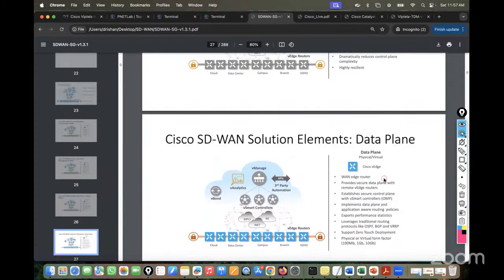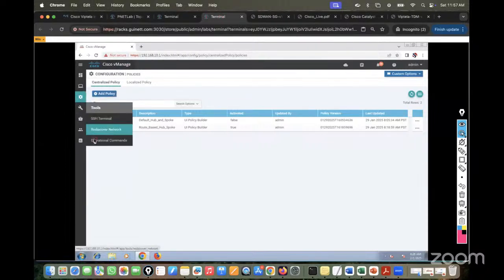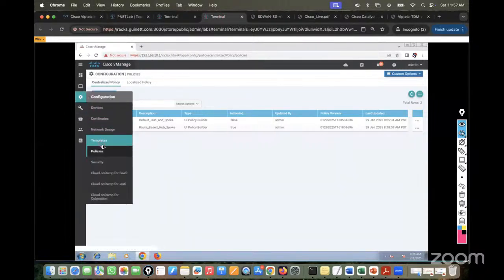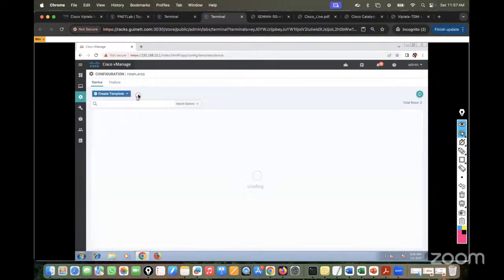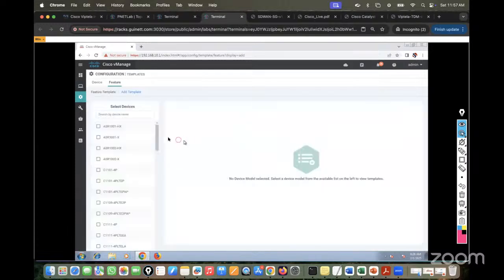Now the last thing, that is the vEdge router. In the Cisco SD-WAN configuration, you are going to find two types of router. One is the vEdge router and one is the cEdge router. So who is going to tell me what is different between the vEdge router and the cEdge router? Anyone who attended the previous session?